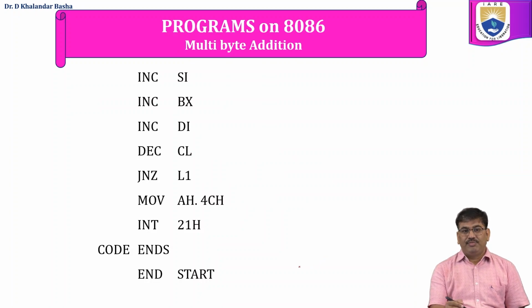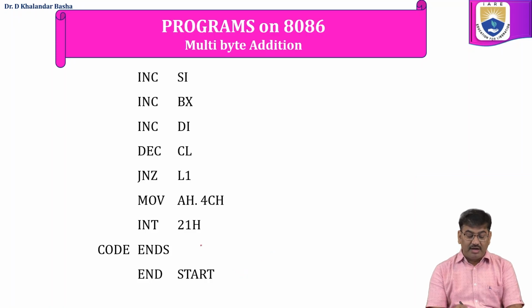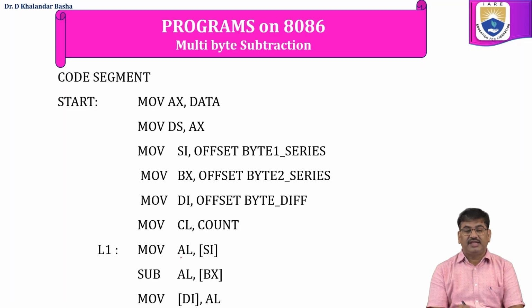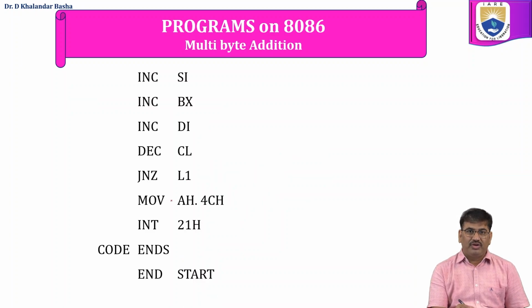To advance to the next byte, we go for incrementing SI, incrementing BX, incrementing DI. Next, as one iteration is done, we have to decrement the count, that is, DEC CL. If this count is non-zero, that is, the CL contents are not zero, go to label 1, where label 1 is used for fetching the data from the memory location. Once the count is 0, it will come out of the loop, where we can terminate the program by returning to DOS by generating interrupt 21H.